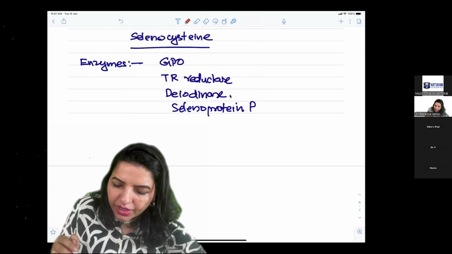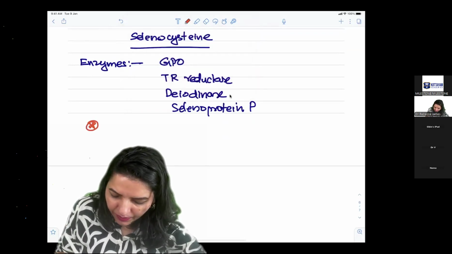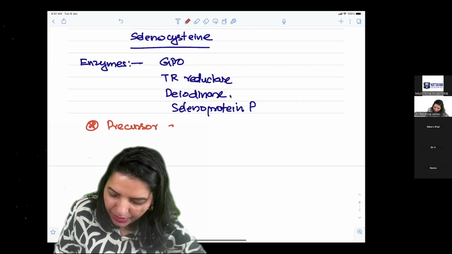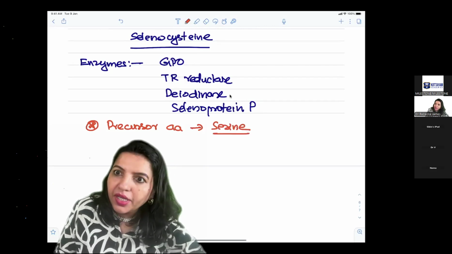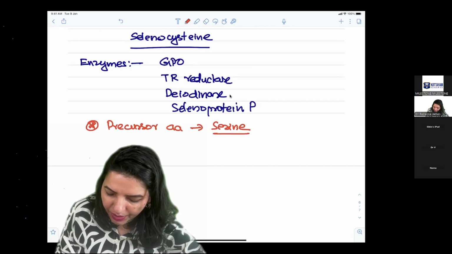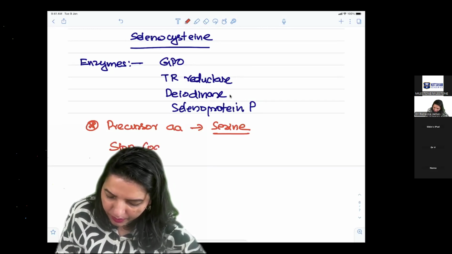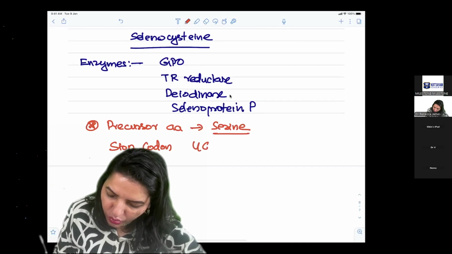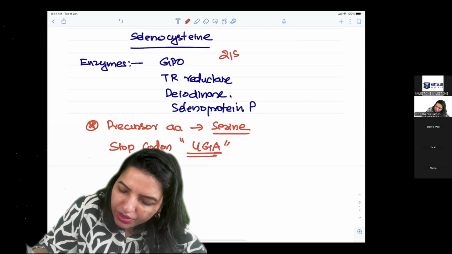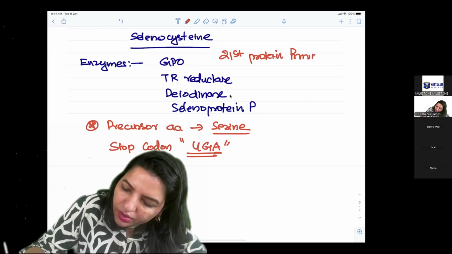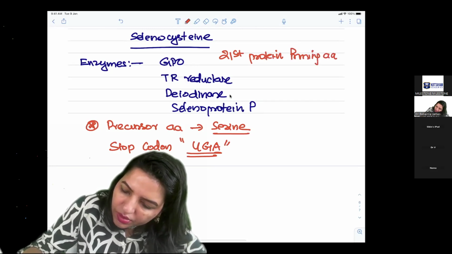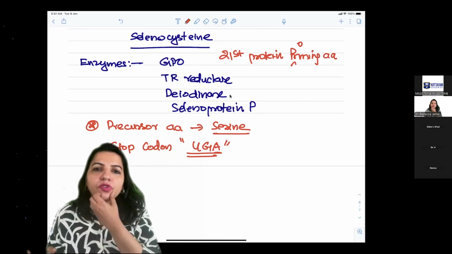Now, the selenocysteine is derived from an amino acid. That is, its precursor amino acid is serine. And this amino acid is coded by a stop codon. And that stop codon is UGA. So this is considered as the 21st protein forming amino acid.